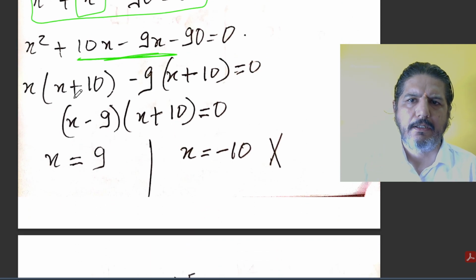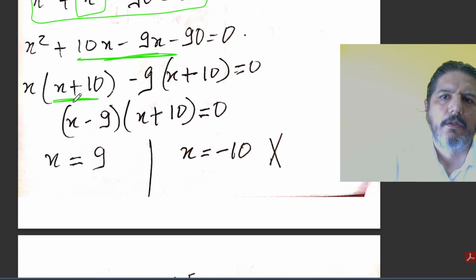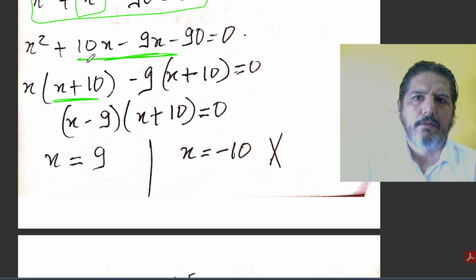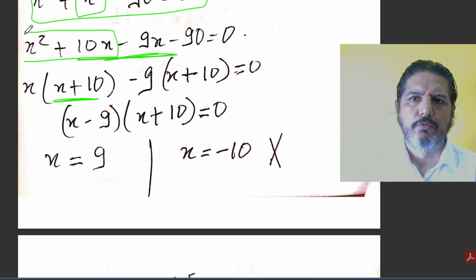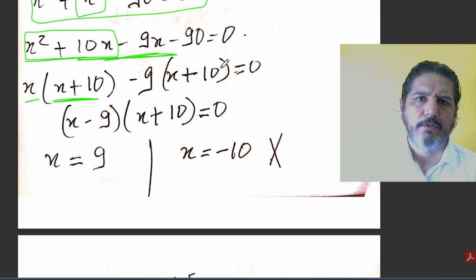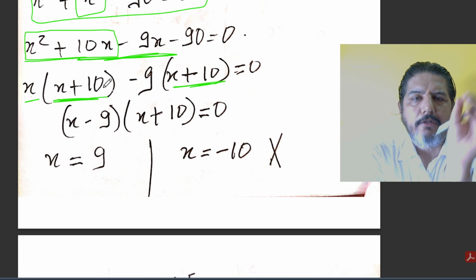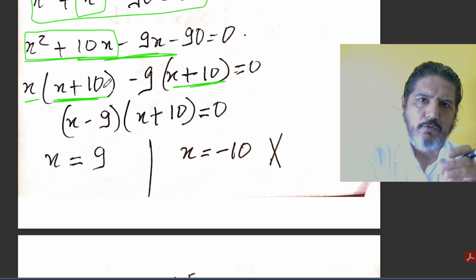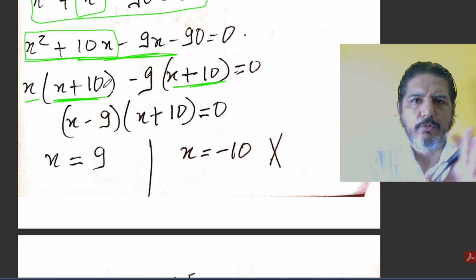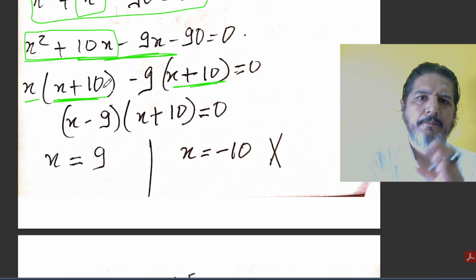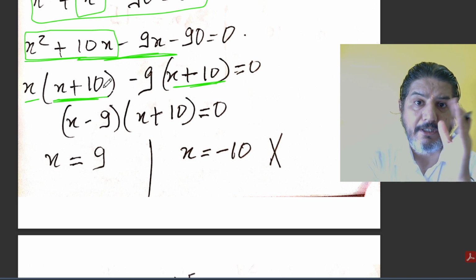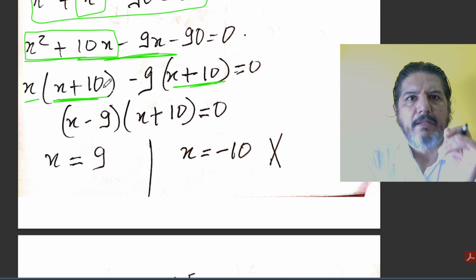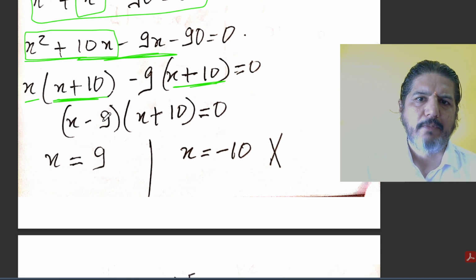So x plus 10: from the first two terms x can be taken out. In the second two terms again x plus 10 is taken out. I'm assuming that you know splitting the middle term, so I won't go into detail. If you don't know how to split a middle term, there are lectures in the playlist. You can have a look at that. Splitting the middle term is a very important tool in your skill set. So x minus 9, x plus 10.